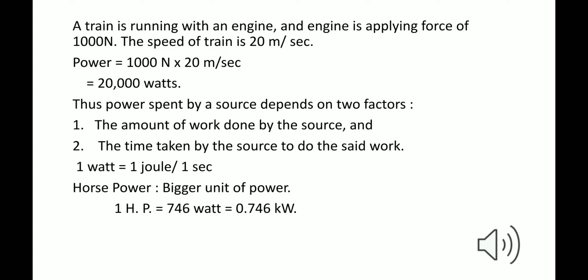Okay. Now, there is one more unit of power which is known as horsepower. Must have heard. This is a bigger unit of power, and the value is 1 horsepower is equal to 746 watts or 0.746 kilowatts. Okay. There are some more bigger units, but we will talk about it later. Okay. So we move to the next one.